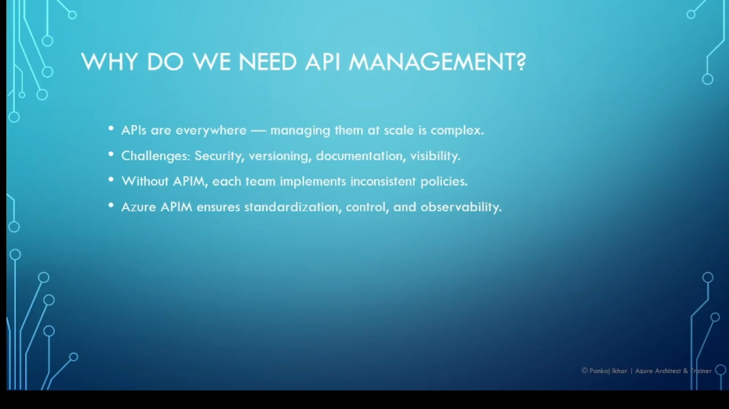Without APIM, each team implements inconsistent policies. Everybody is working in their own silos, they can do what they want. But with APIM, you are adding some sort of uniformity to the system, across the teams, all the APIs, org level. There are various options which APIM offers. Azure APIM ensures standards, controls, and observability.